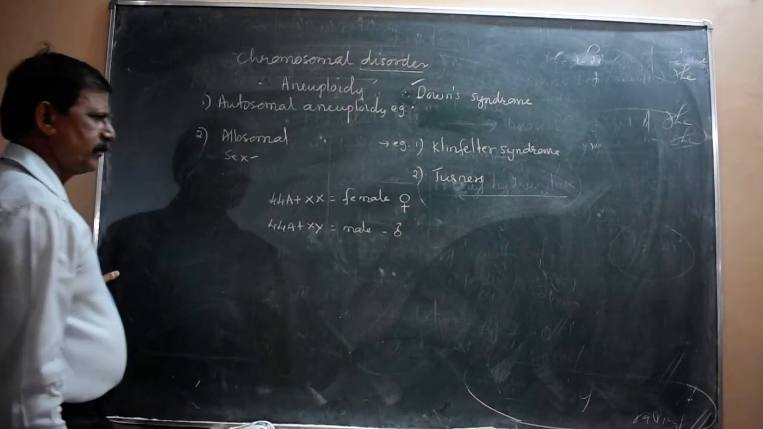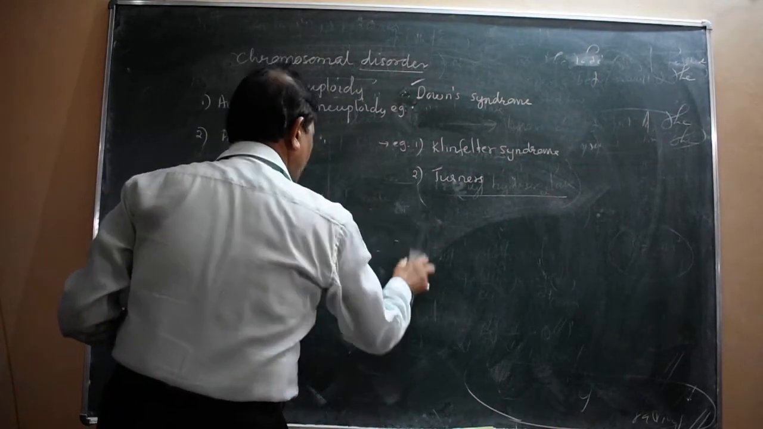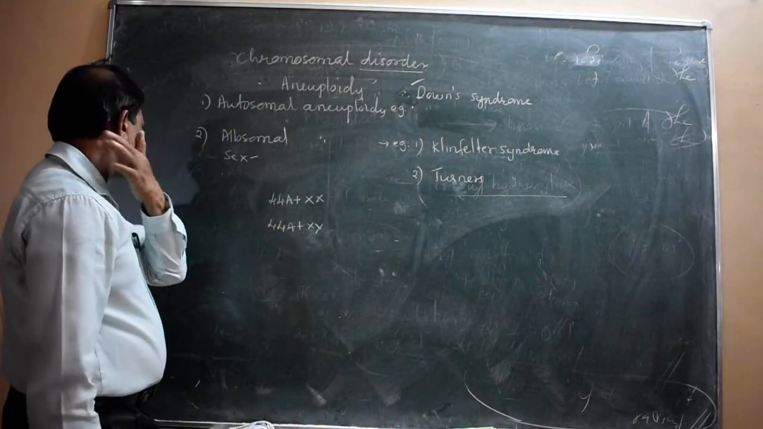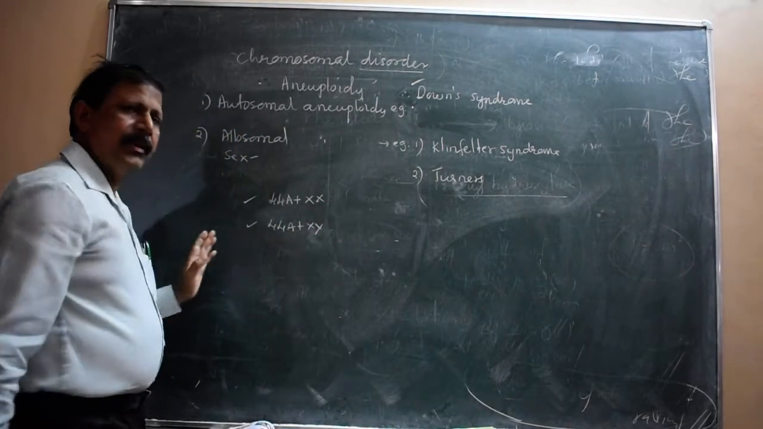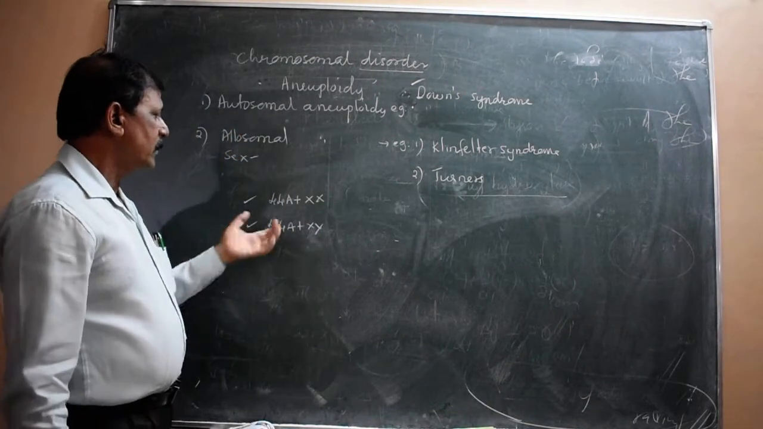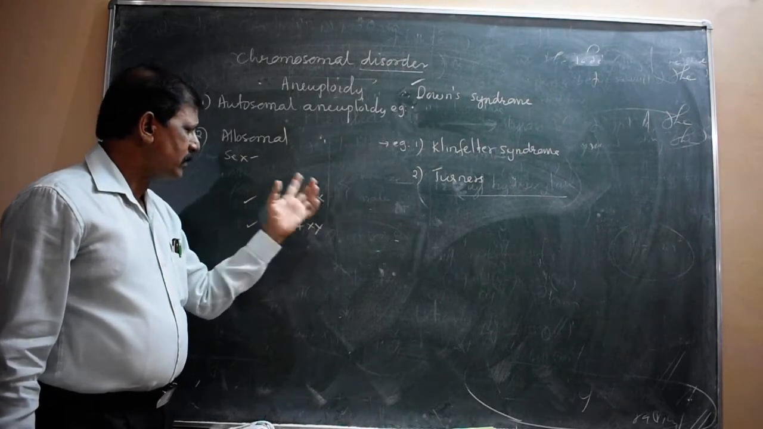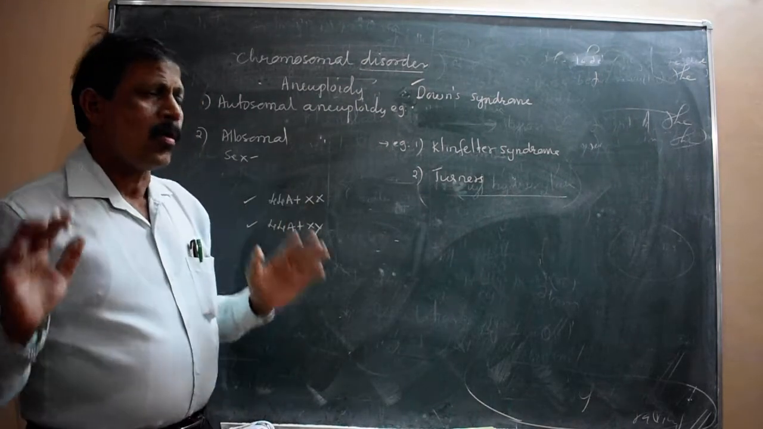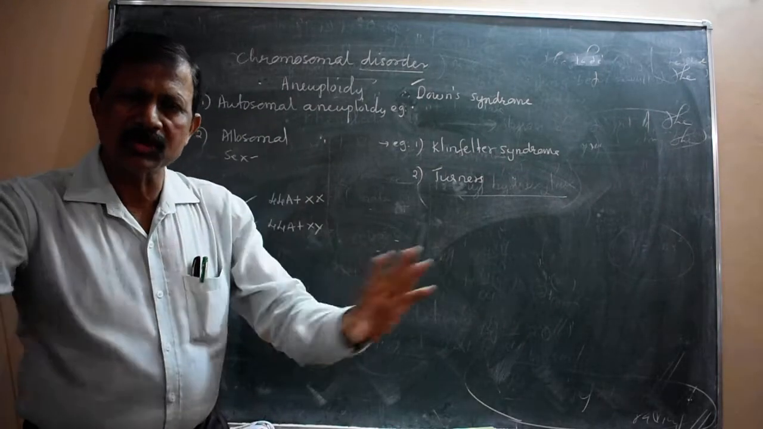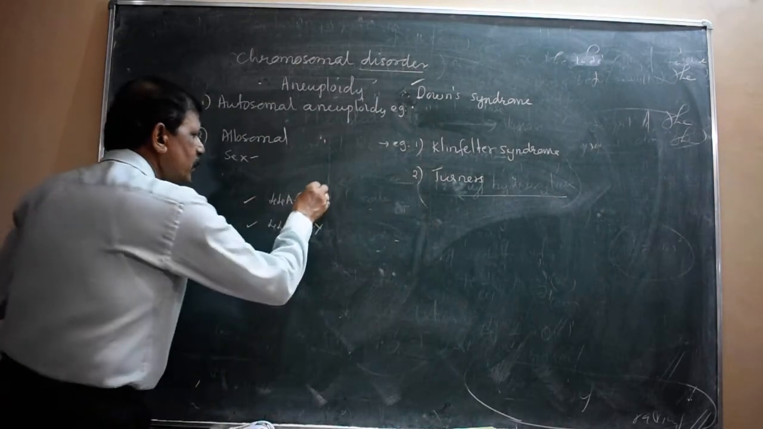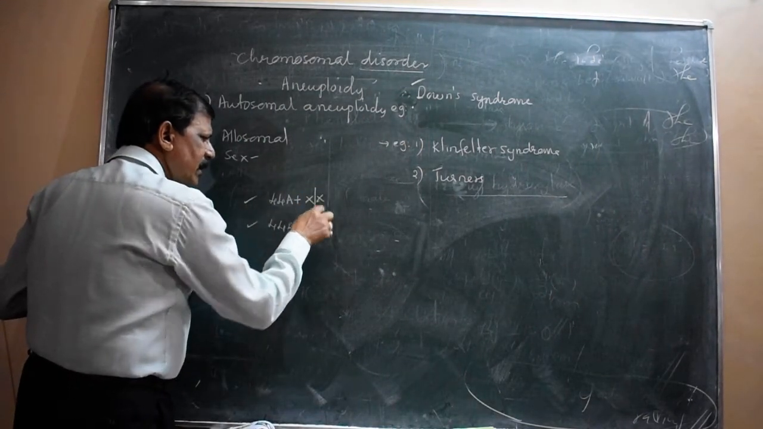See, here the condition: 44A plus XX and 44A plus XY, one is a male and this one is a female. This is a normal karyotype. 44 autosomes and 2 sex chromosomes, 44, 45, 46. So in all human beings, either male or female, the autosomes are almost similar. Only one chromosome differs, that is, one is X and the other is Y.